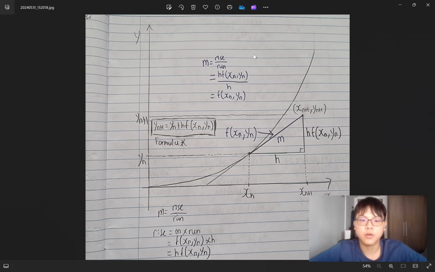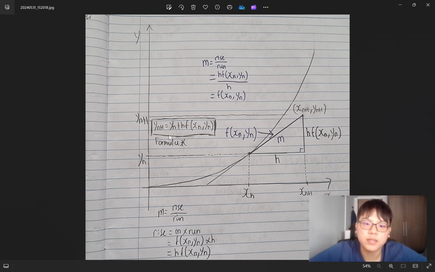Hello, today I'll be talking about Euler's method. Euler's method is a simple numerical method used to solve ordinary differential equations. It is similar to the tangent approximation method but with course correction. It is a less accurate method as it is approximating its next point.